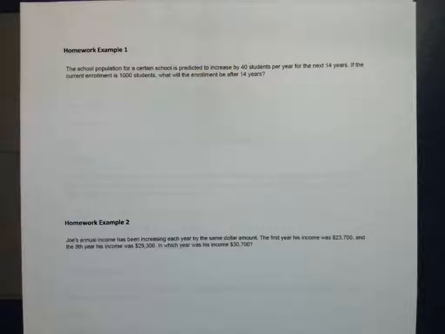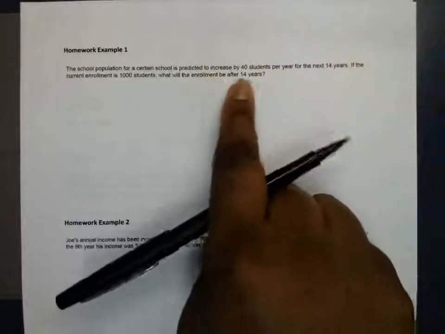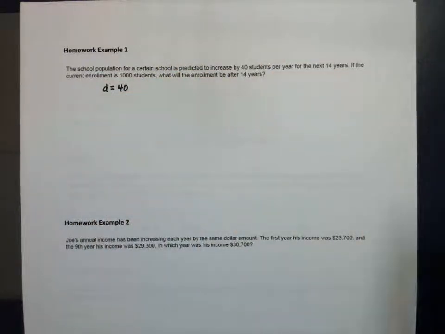Okay, here's a homework example similar to that. Well, not similar to the one I just did, but it's similar to the one that's in my math lab homework. The school population for a certain school is predicted to increase by 40 students per year for the next 14 years. If the current enrollment is 1,000 students, what will the enrollment be after 14 years? Okay, so in this case here, he's going to increase by 40 students per year, so that's your common difference. d is equal to 40 for the next 14 years.